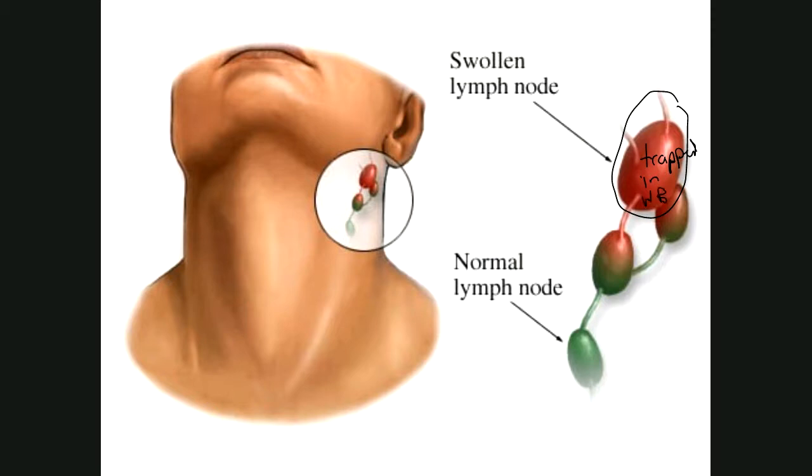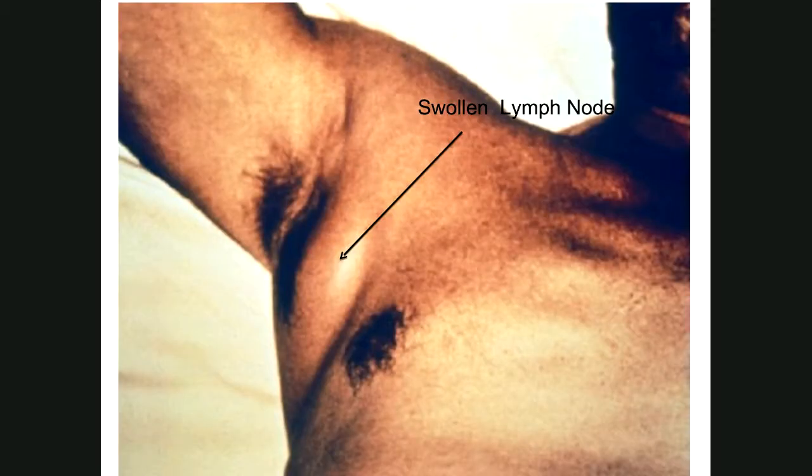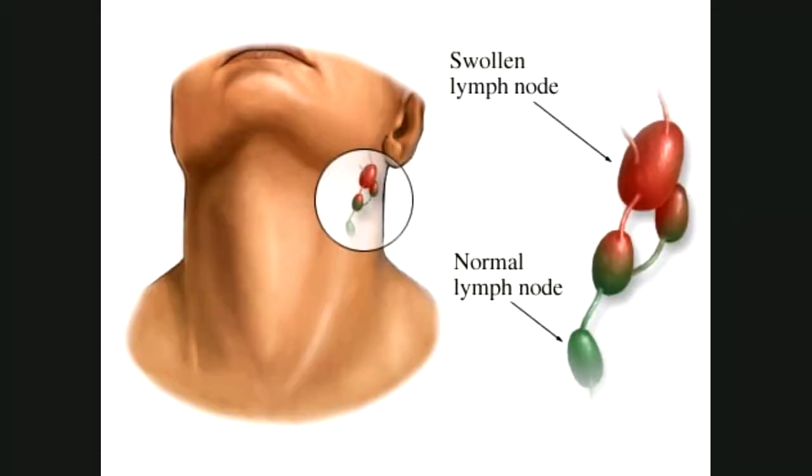And so when you have a swollen lymph node, it's a really, really good indication that there's something in there that's not supposed to be there. Now, hopefully we're going to get rid of that. And then what's going to happen is the fluid will drain back out and the lymph node will go back to its normal size again.